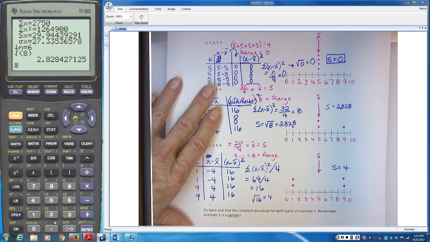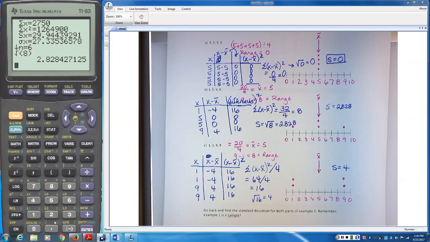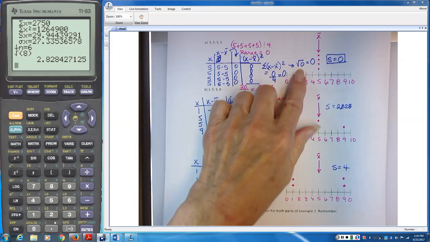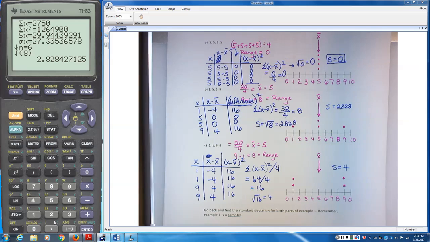Okay? What is it supposed to represent? Is it just representing the spread? It's representing the spread overall of your data set. Okay? In other words, this one was 0, which if you look at it, it kind of makes sense, because there was 0 spread. All of the numbers were the same.